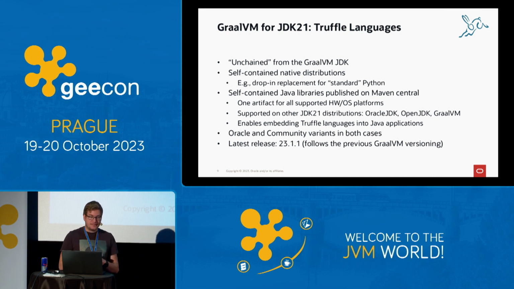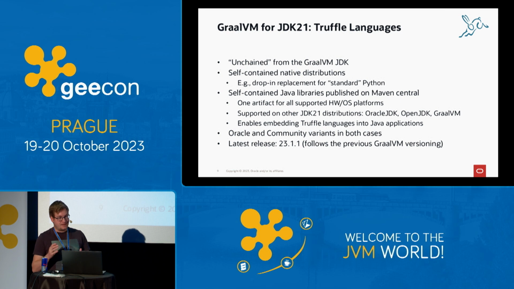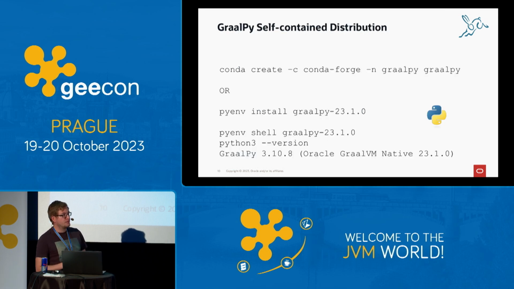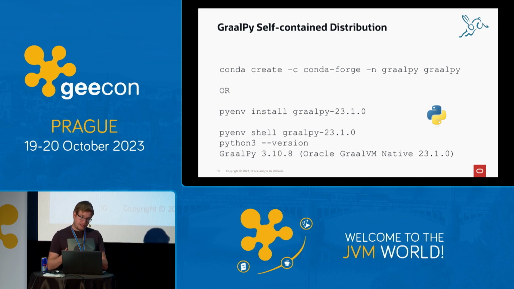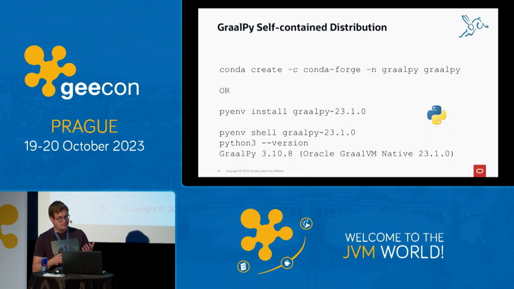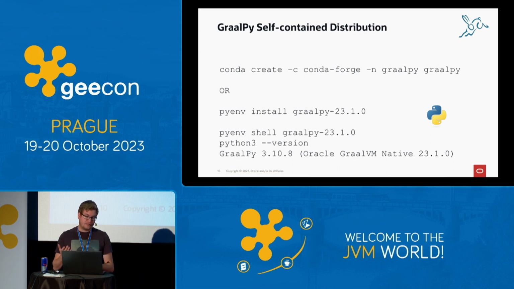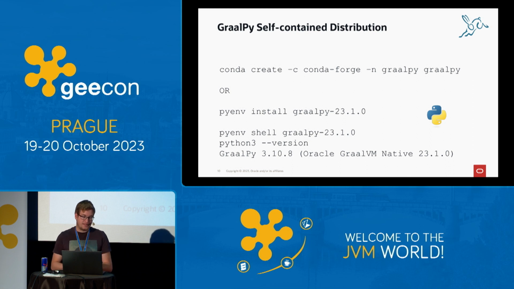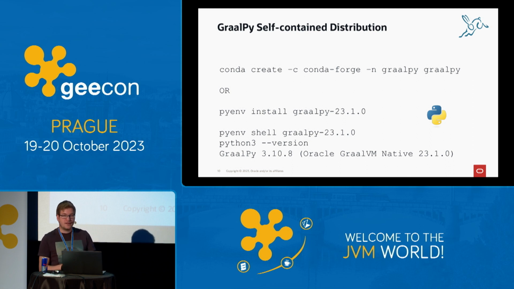But for the time being, we plan to release them together with the GraalVM. So how the self-contained distribution looks like, you either download it, unpack it on your drive and run it, or usually you would use technologies that are native to that specific language ecosystem. So in Python, they have something that they call Conda, Conda Forge, from which you can download various Python implementations, and you can download precompiled Python packages, things like that. Or there is PyEnv, which is something like SDKman for Java.